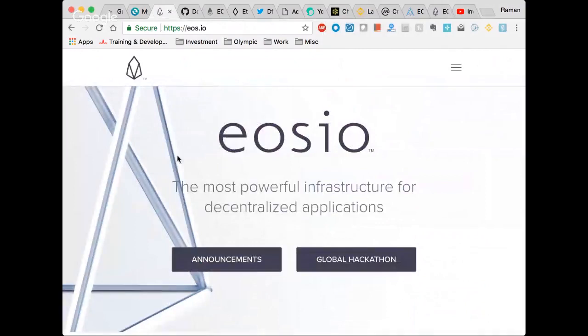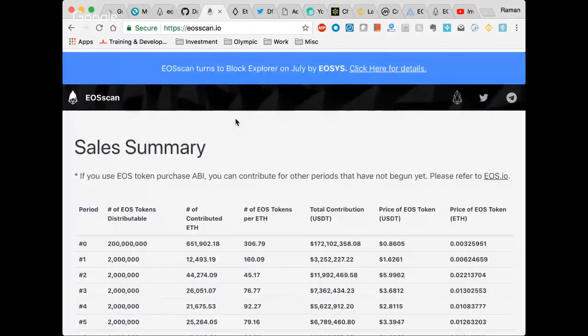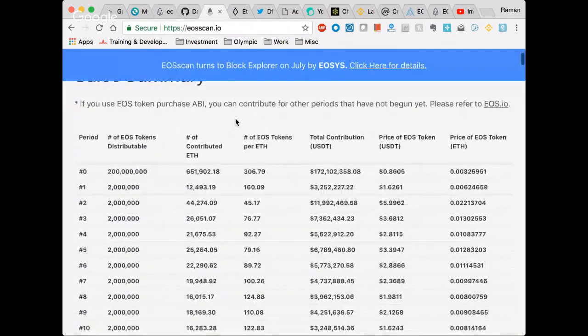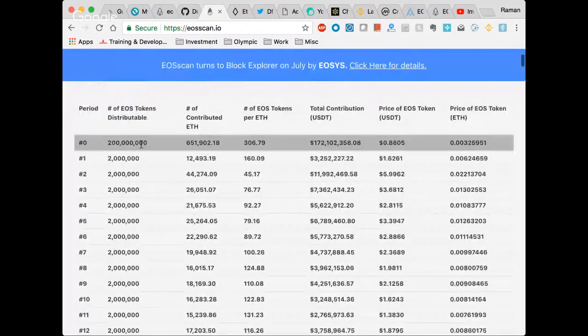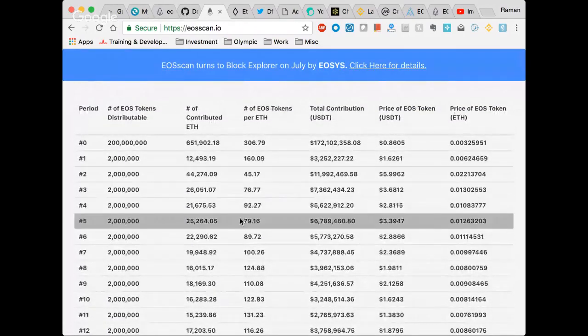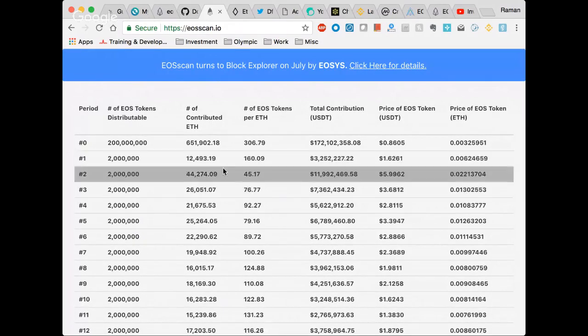So let me give you a very quick background. EOS is a project which started, like the ICO started last year. This is very different from every other ICO. If you go to eosscan.io, they had been tracking how much money they raised. They had a very long, one year long ICO, and this was on Ethereum. Very important thing to note. I will go very slowly, and I want everybody to understand this. So this was the Ethereum chain.